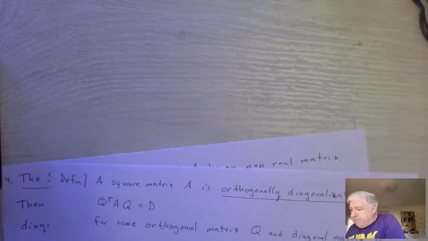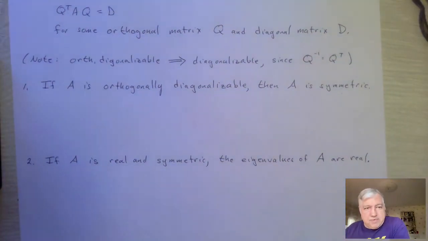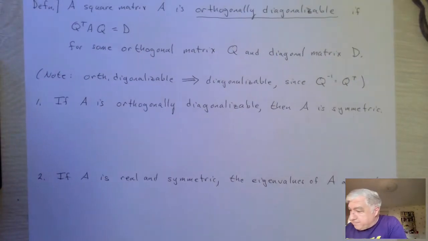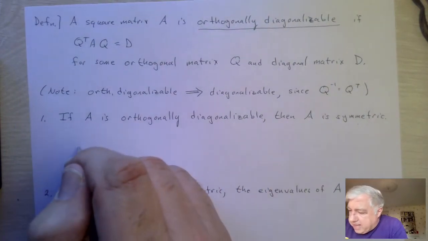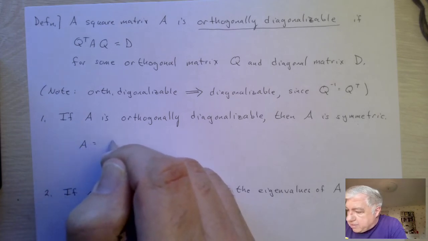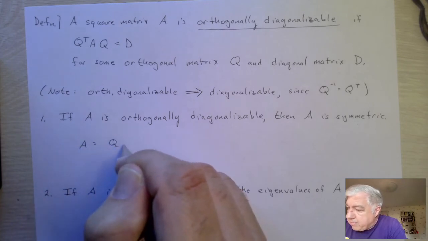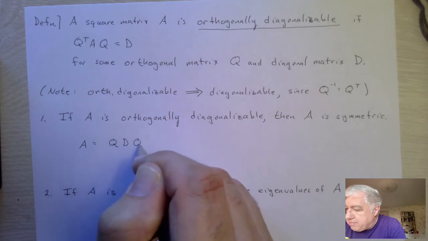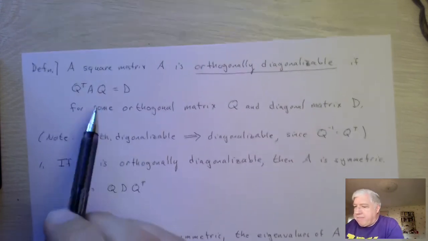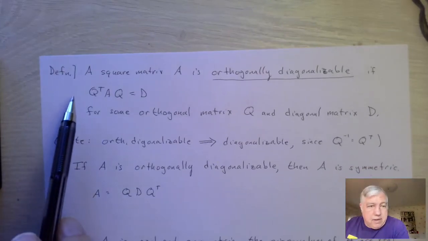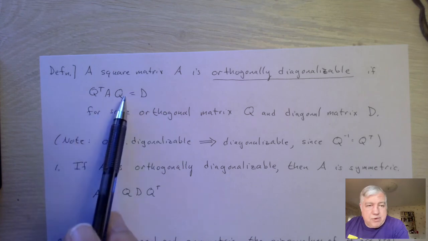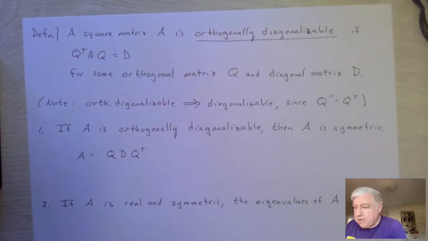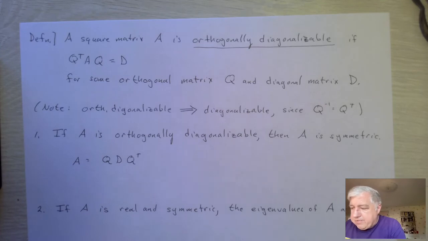I'm going to prove the first fact right now because it's going to be the easiest one. If A is orthogonally diagonalizable, well, then that means that A is going to be equal to Q D Q transpose. We get that by multiplying by Q on the left, and by Q transpose on the right. Okay, so that's A. So let's see what happens if we take A transpose.